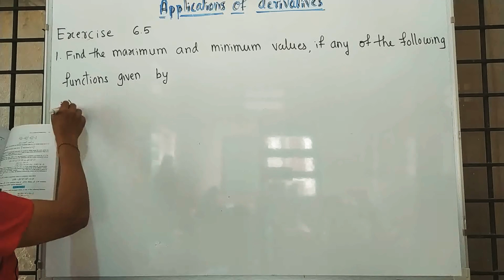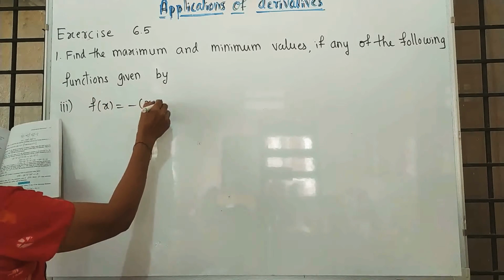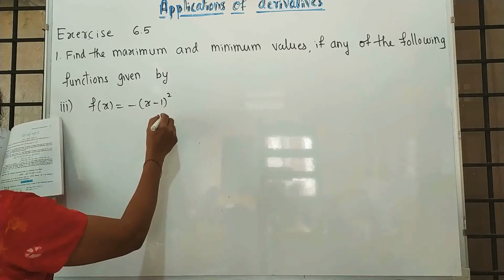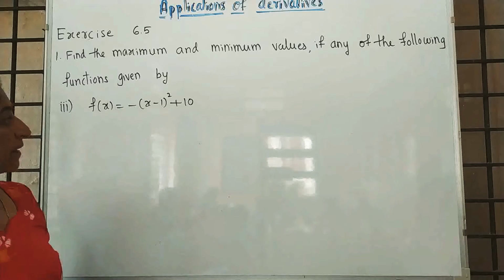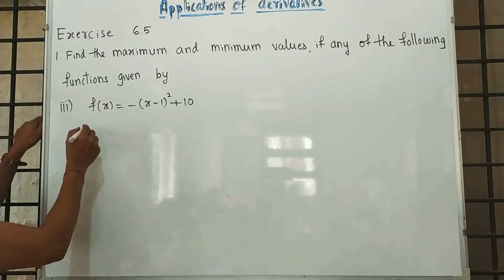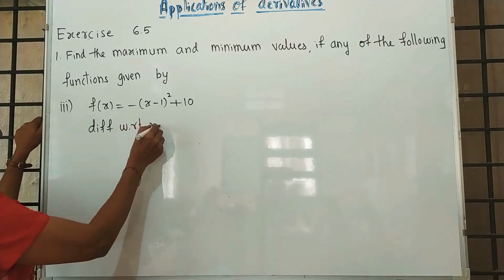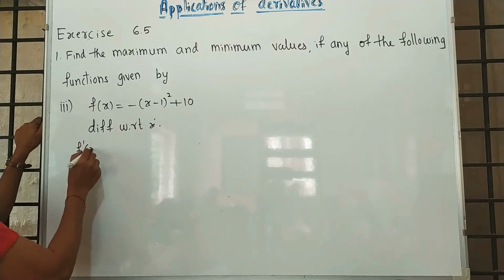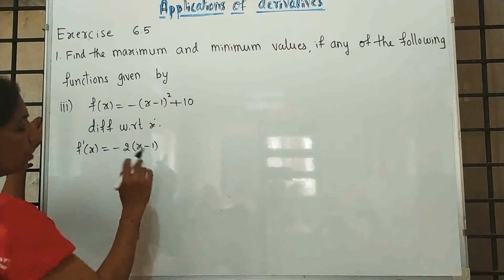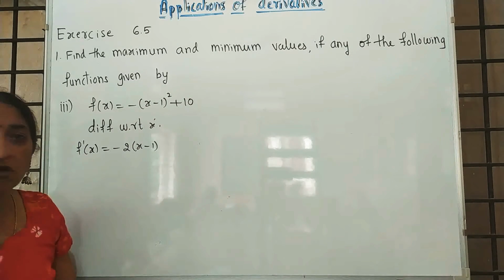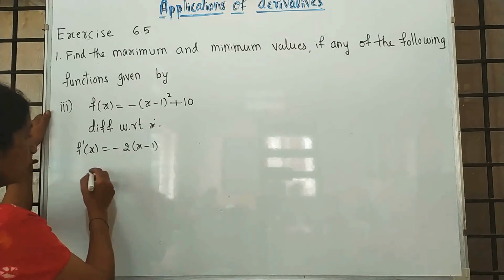Moving to the third question, f of x is equal to minus (x minus 1) whole square plus 10. Here, as usual, first we have to find the differentiation. Differentiating with respect to x, f dash of x is minus 2 into (x minus 1) into the differentiation of x minus 1, which is not necessary because the derivative of x is 1, and the differentiation of 10 is 0.